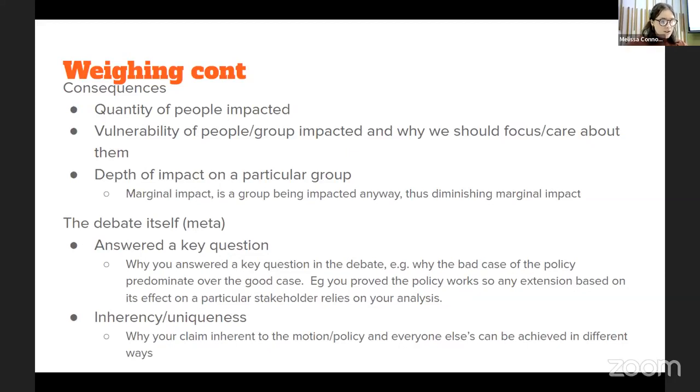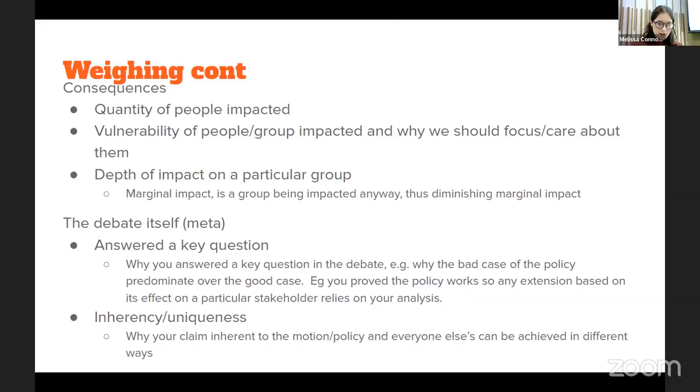The next section is meta weighing, or weighing about the debate itself. This is the stuff that's new to BP, because there's literally no reason to talk about this kind of thing in 3v3 unless you're just waxing lyrical about the debate in general. So the first thing you might want to talk about is why your team has answered a key question in the debate. If you've answered one of the most fundamental questions in the debate, you're more likely to win the debate over a team that has a risky argument about a stakeholder or proves some random principle.